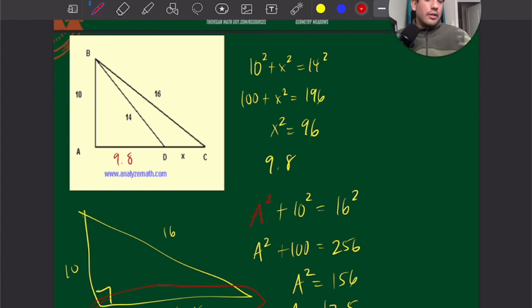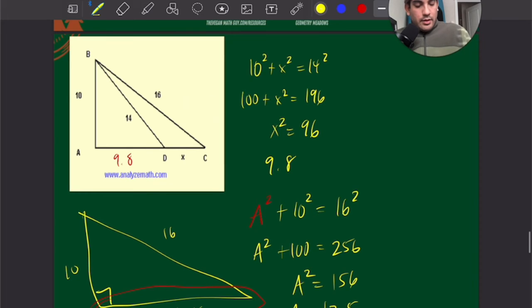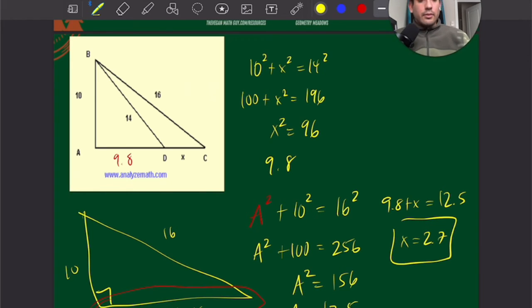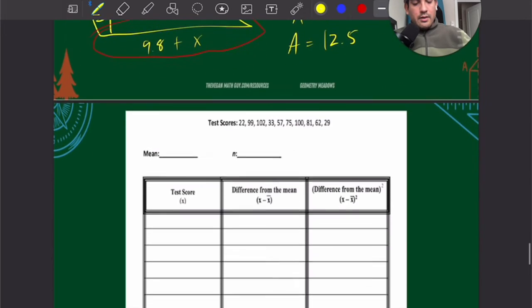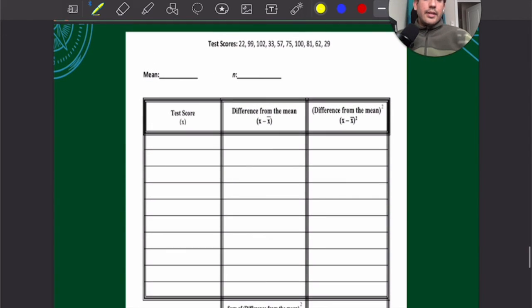So now all I'm going to do is have 9.8 plus x equals 12.5. And so in order to solve for x, I'm going to subtract 9.8. And you get x is equal to 2.7. Found the value of x. Let's go. All right. Now we had problems very similar to this for a lot of my Algebra 2 students.